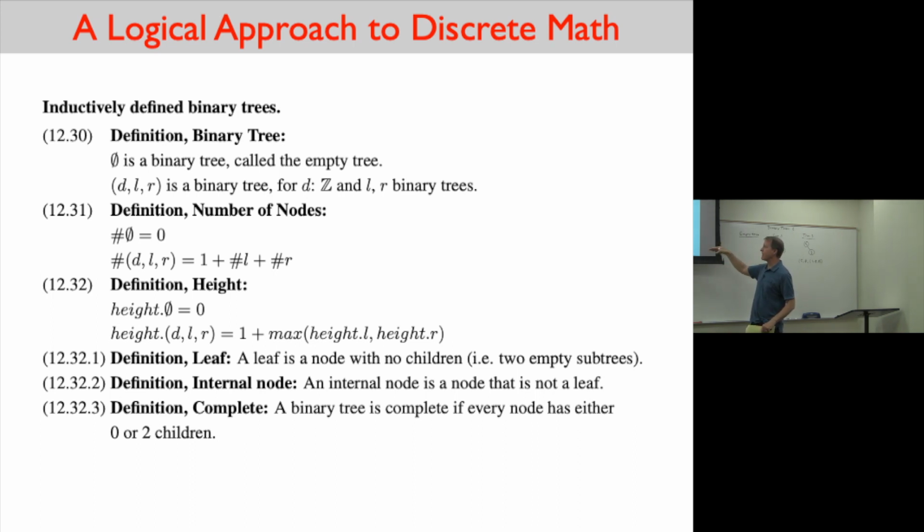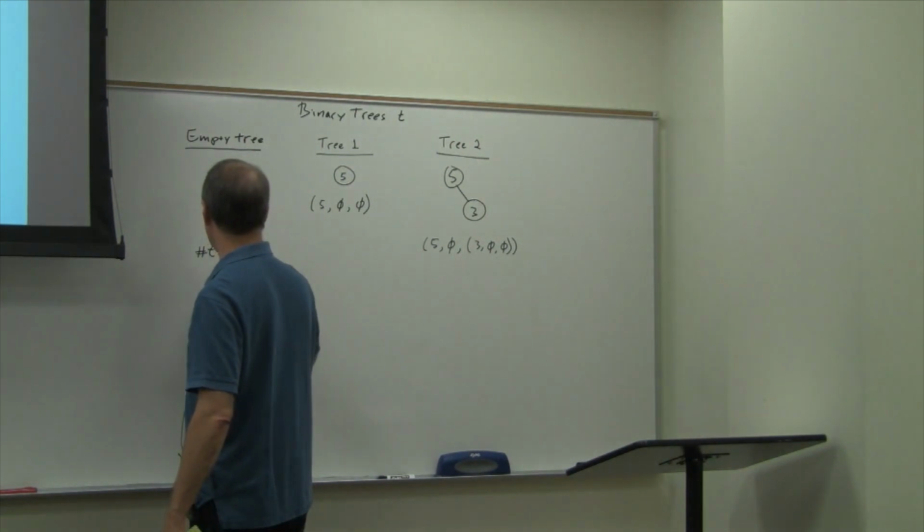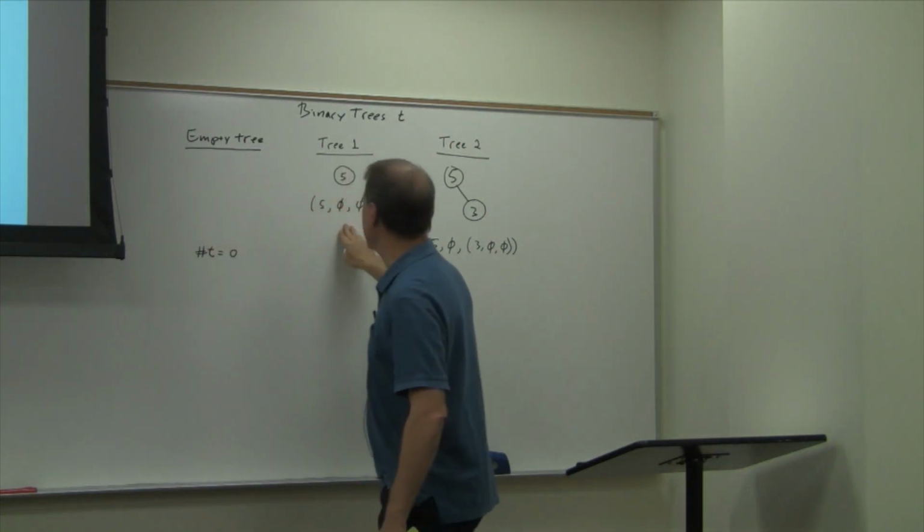Now we have these definitions. We have definition number: nodes, height, leaf, internal node, and complete. So let's go through each one of these trees and see what each one of these things is. First, 12.31 is the definition of the number of nodes, and that's denoted by the pound, right? And again, it's a recursive definition. How many nodes are in the empty tree? What's pound of the empty tree? There are none. So it's 0. So here pound T equals 0. Okay?